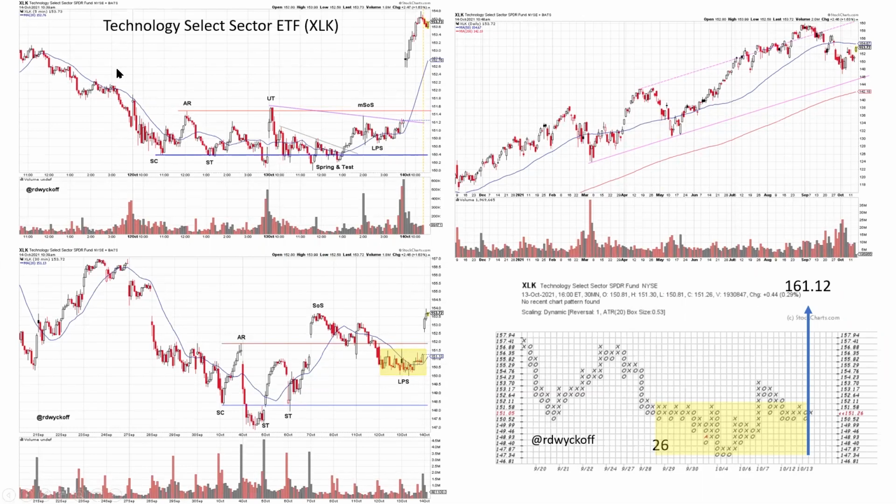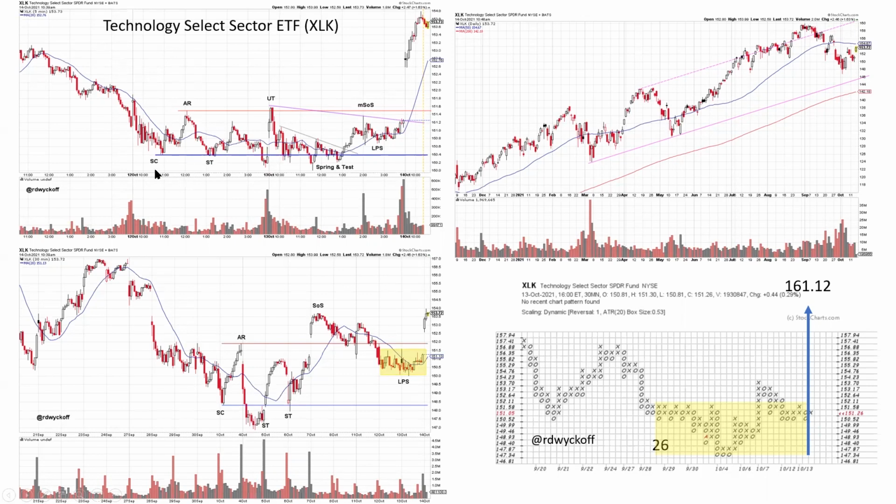Here's the technology select sector, which I think is really important, because I think technology is really what gets the speculative juices going among traders. And when the technology sector is acting well, I think it's generally a good foundation for the whole market. And so I've given you 3 different looks here. And this look here on the top left is 5-minute bar charts.